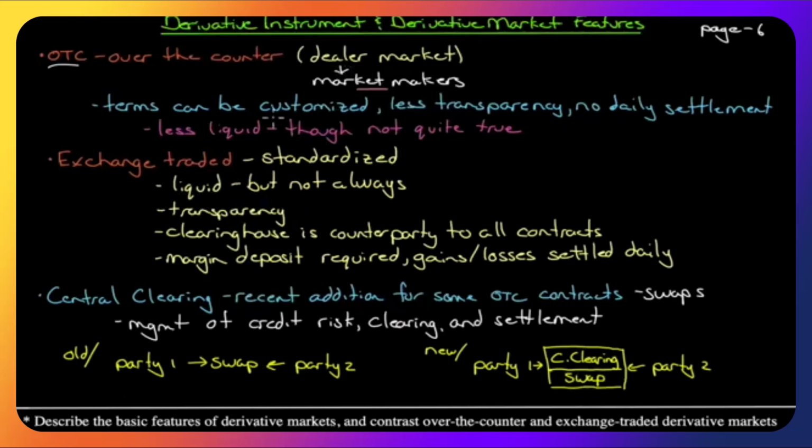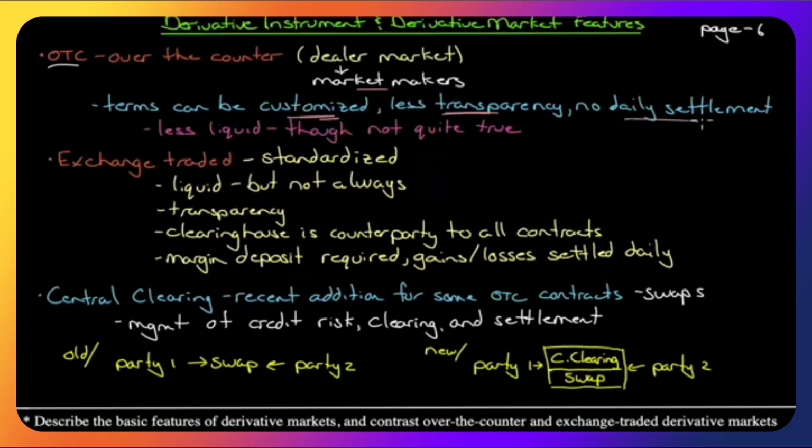But because it's a dealer market, the terms can be customized. Once we get to exchange-traded derivatives, they are very standardized. You don't want to have 1,000 barrels of oil as the underlying? Well, that's too bad. That's what the futures contract is. You can't say, can I make it 1,500? Nope. So OTC can be customized, less transparency, and no daily settlement.